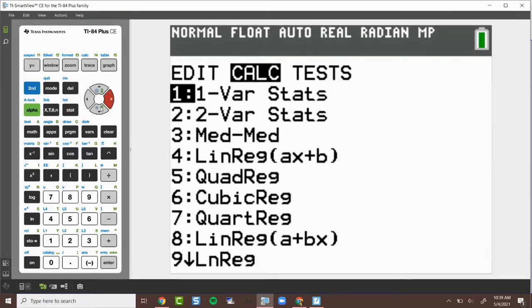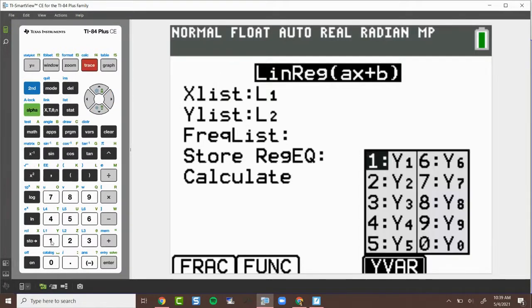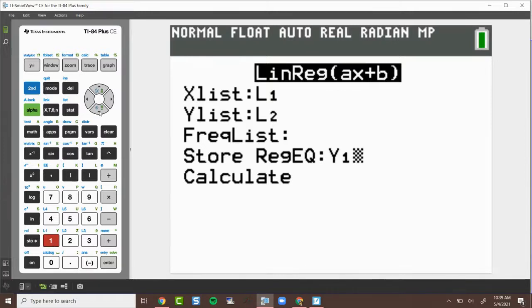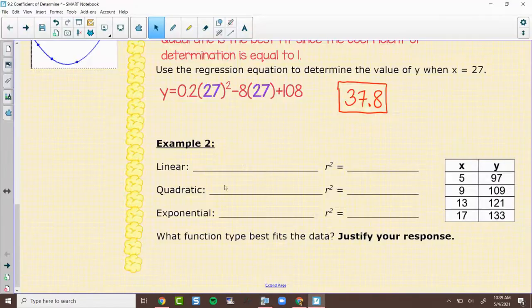So stat, go over to calculate, option 4 for lines. Again, if you would like to store it, just so you can actually see how close it is to your points. Ooh, we have r squared is equal to 1. Well, so far it looks like my line is winning. So we're going to go ahead and fill in those values for a and b.